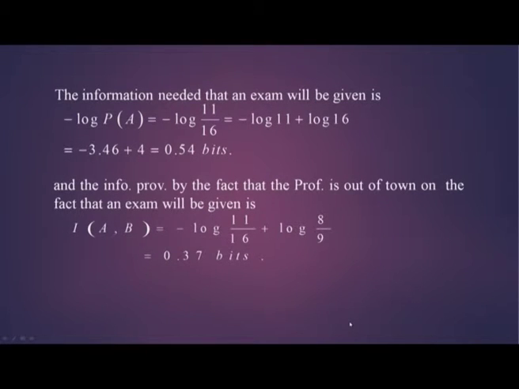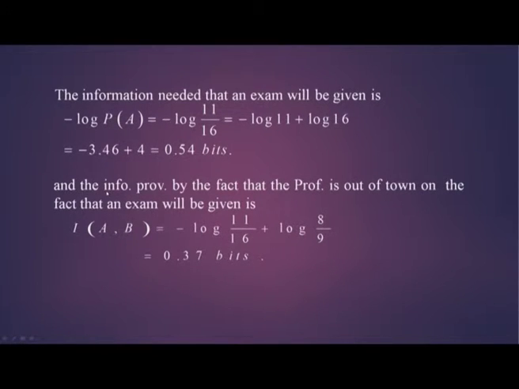The information needed that an exam will be given is minus log probability of A. So, it is minus log 11 by 16 because probability of A is 11 by 16. So, this will be minus log 11 plus log 16, and that will be minus 3.46 plus 4, which is 0.54 bits.